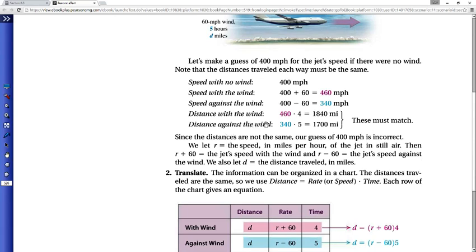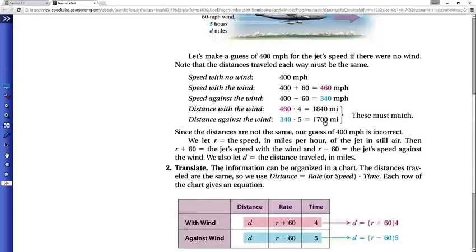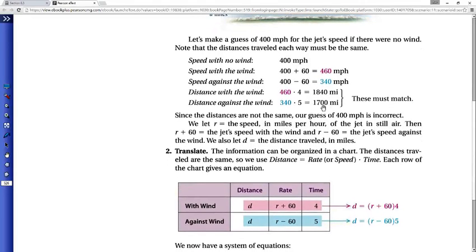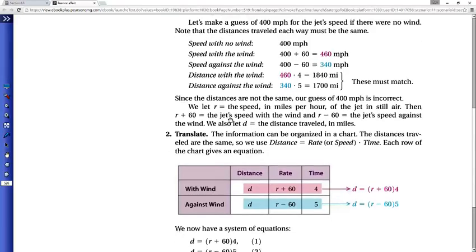Distance with the wind, if it went for 4 hours, would be 460 miles per hour times 4 hours, or you'd get 1,840 miles. If I went against the wind, I'd have to go this 5 hours to get this match, but they don't match in this case. So what we're really doing is kind of guessing and checking and trying to get an idea, will this work, and we can do this stuff.